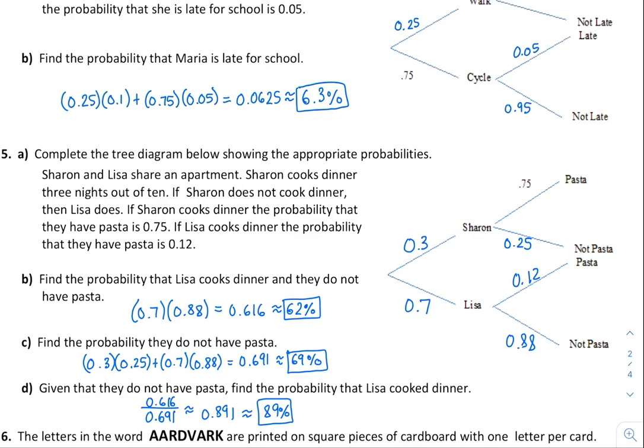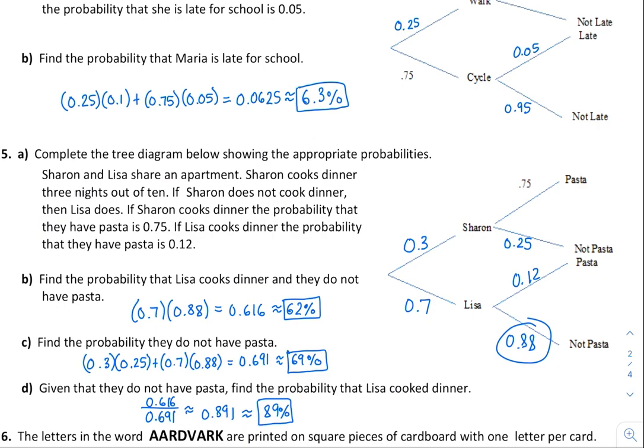Now let's look at this. So part B, it says find the probability that Lisa cooks dinner and then they do not have pasta. So the probability that Lisa cooks is 0.7, which is how we got this. And the probability that she cooks and they don't have pasta, 0.88, which is why you multiply it by there. So that's how you guys get that one.